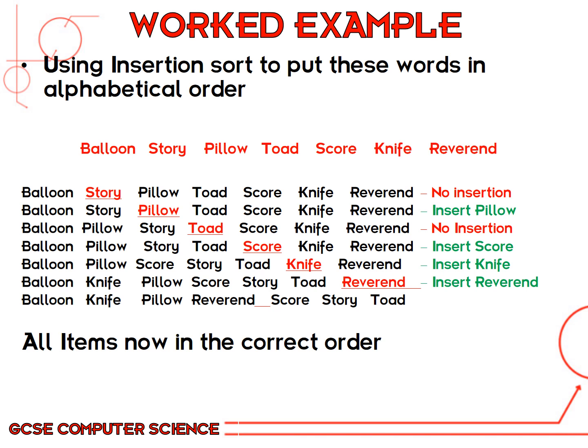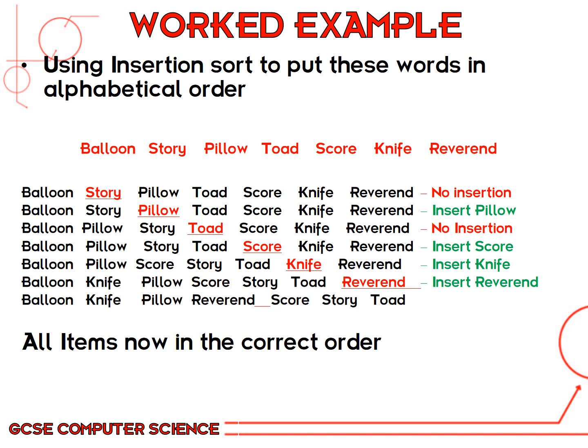Write out the words. Check the second word along, which is story. Does story need to move to the left? Can it move in before balloon? No. So that doesn't insert. So you write in no insertion.